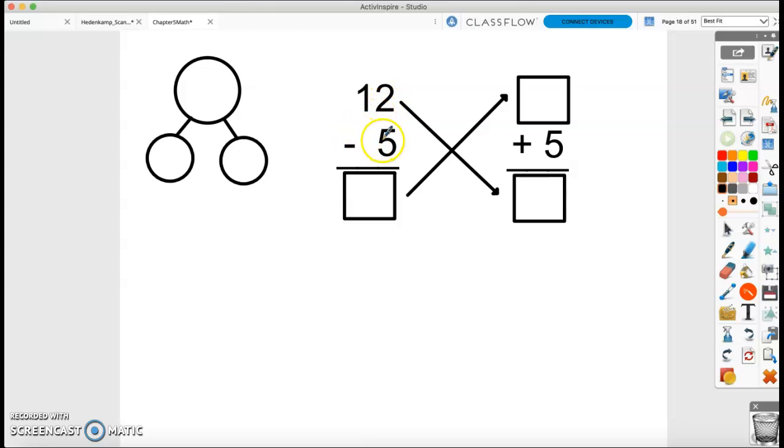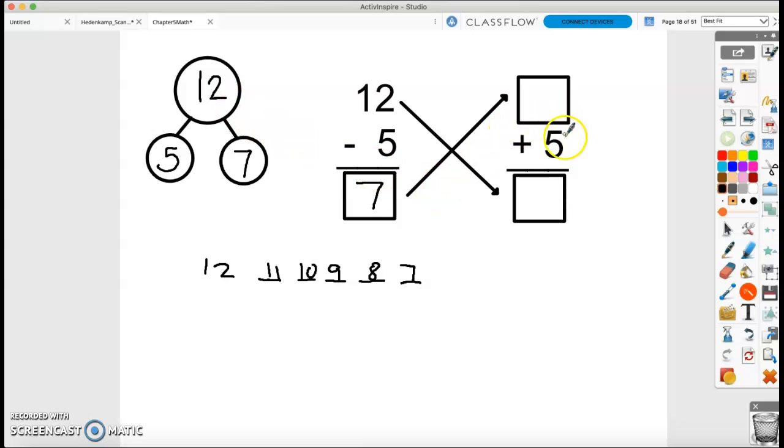So 12 minus 5. So if I start at 12, and I'm going to count back, 1, 2, 3, 4, 5. So I'm going to start at 12 and count back. 12, 11, 10, 9, 8, 7. So I have 7. So my number bond is 12, 5, and 7.